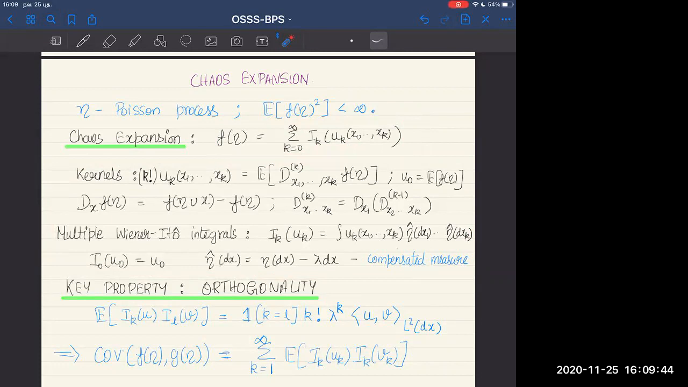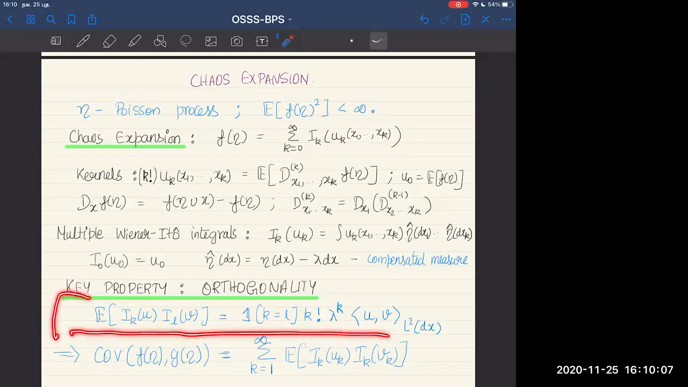For people who have seen it, it's a refresher. If you have not seen it, you can safely forget the explicit forms. All I mean to say is there is an explicit expression for everything here. These random variables are all explicit. These are called multiple Wiener-Ito integrals, Ito kernels, all that. But the key property for us is two things.